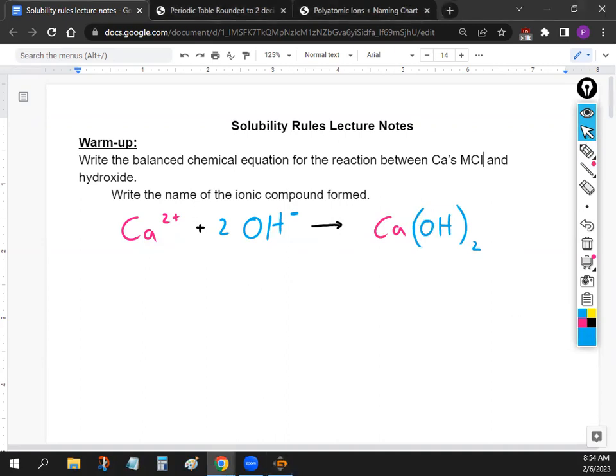Oh, and then the name. For the naming, the cation is calcium, so we're just gonna write calcium, and then hydroxide is the anion, and since it's a polyatomic, we don't need to change the ending. So calcium hydroxide. Okay, and that's pretty much it. Any questions on that?